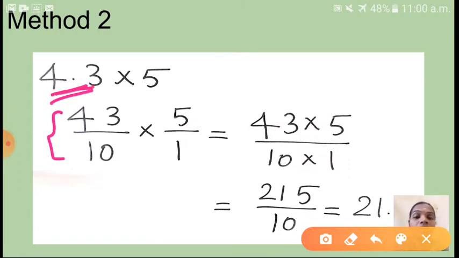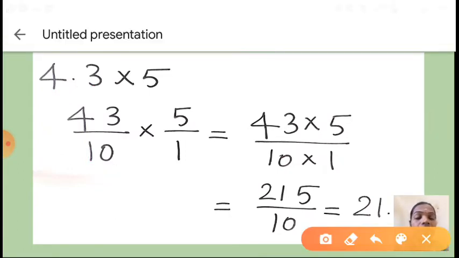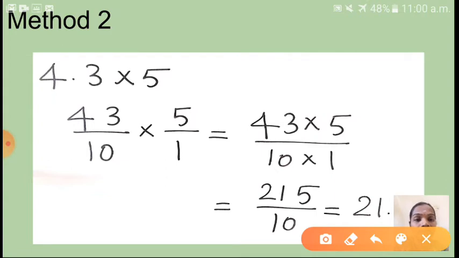How to do it? Ignore the decimal point, so 43 will come upon 1. You have to write that, and after that, how many digits are there after the decimal point? Only 1 digit, so I have written 0 after this 1. So what is your answer here, children? 43 upon 10, into this 5 we can write 5 upon 1.